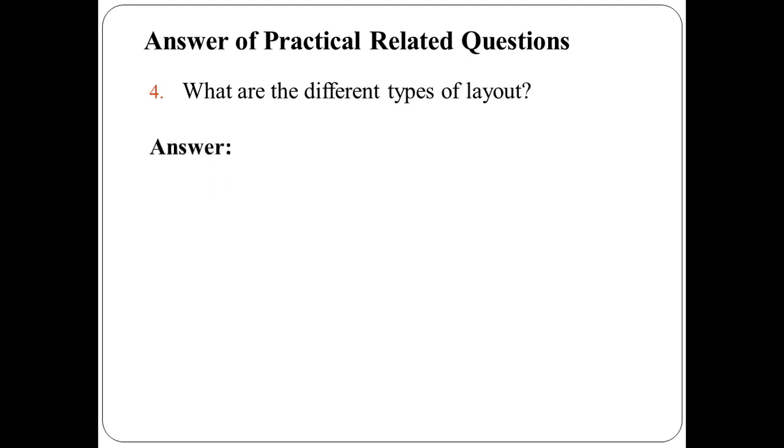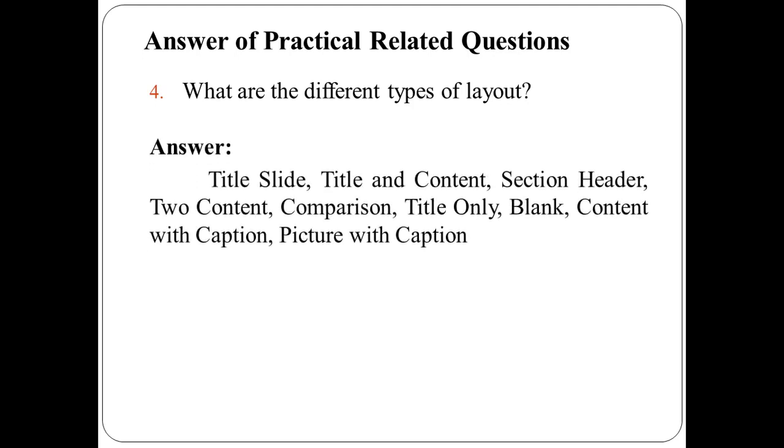And the fourth question is, what are the different types of layouts available in PowerPoint? So there are different types of layouts available like title slide, title and content, section header, two content layout, comparison layout, title only layout, blank layout, content with caption, picture with caption. So these are the different types of layouts available in PowerPoint presentation.